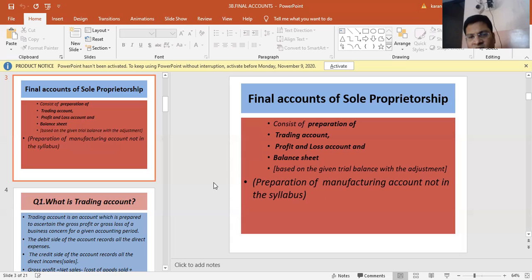Remember, in trading account and profit and loss account, we close all nominal accounts. And in balance sheet, we close all personal and real accounts. Or in modern approach, if I say about accounts, then in balance sheet, we close assets and liabilities, whereas in trading and profit and loss account, all expenses and revenues are recorded.